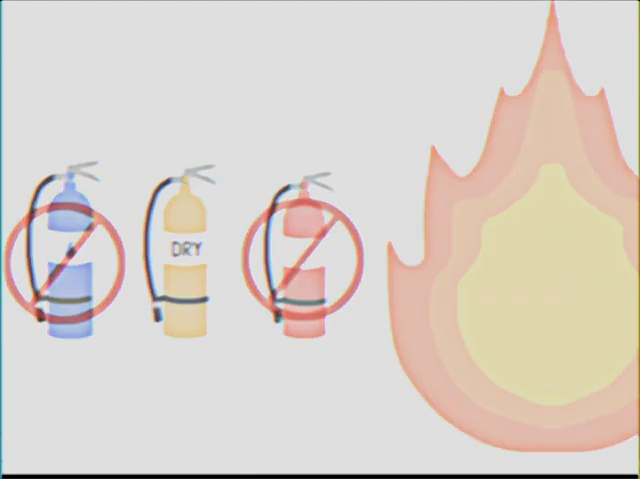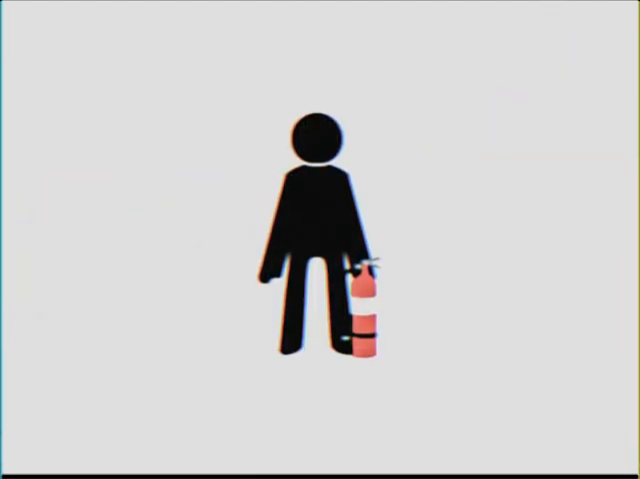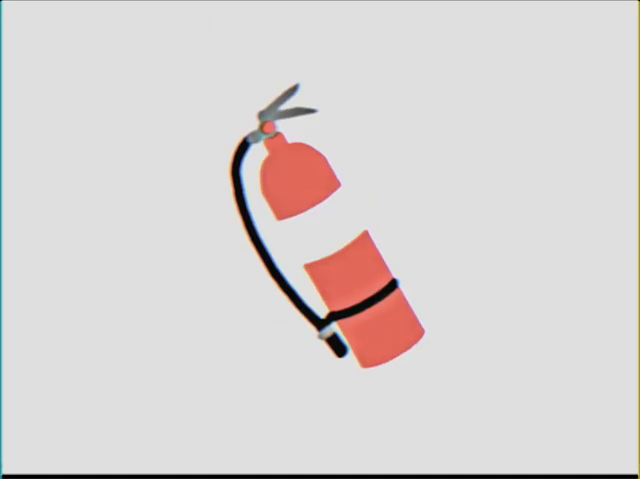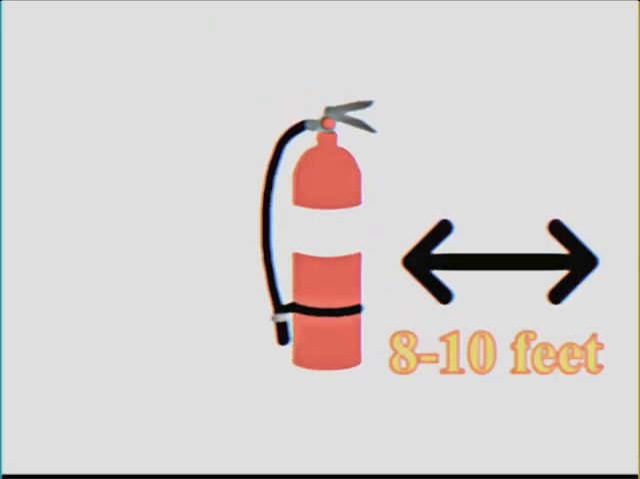Now, for using the fire extinguisher, follow the PASS method. Hold the extinguisher upright and stand back 8 to 10 feet and pull the pin.